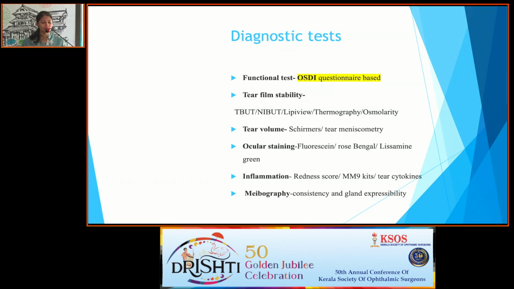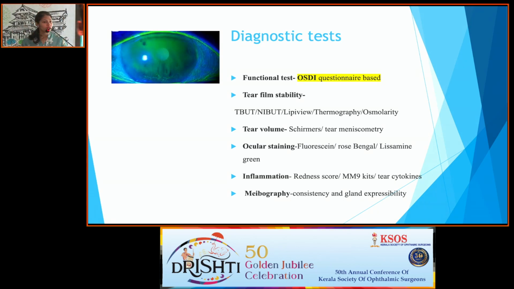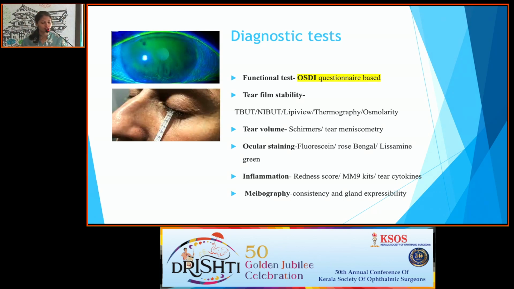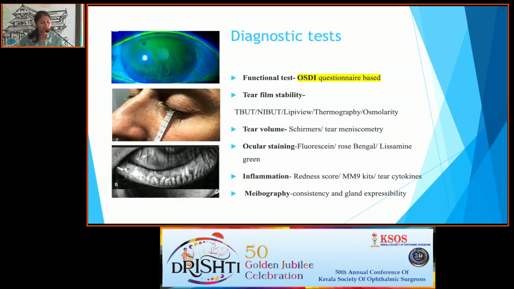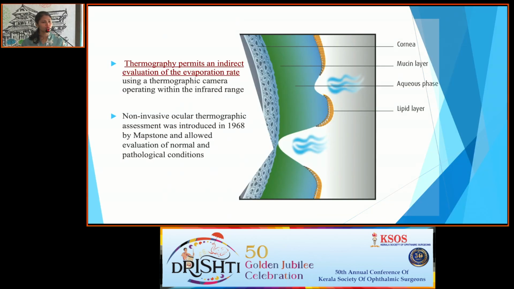like the tear film stability test, tear breakup time, tear film volume measured using Schirmer's test, ocular staining, inflammatory markers, and meibography. But in spite of the existence of all these tests, we are still unable to explain why some people are symptomatic. So it prompted us to search into other parameters. As you know, the lipid layer is responsible for controlling the evaporation of the tear film, and thermography permits an indirect evaluation of the evaporation rate.